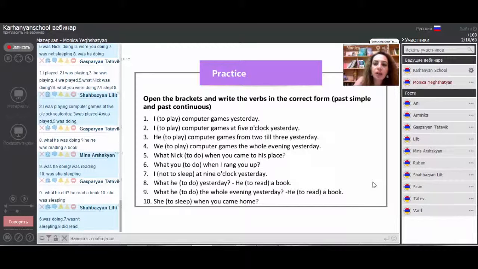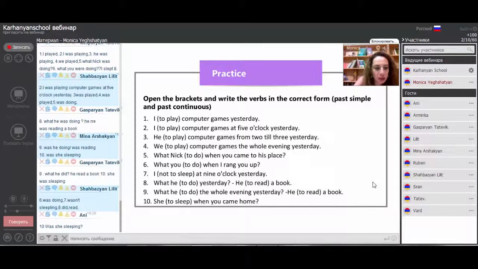Now let me read the correct ones. I played computer games yesterday. I was playing computer games at 5 o'clock yesterday. Yes, good. The third one is, he was playing computer games from 2 to 3 yesterday. He was playing, because the time is mentioned, from 2 to 3. All this time, during this duration, he was playing.